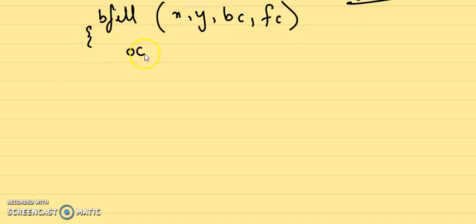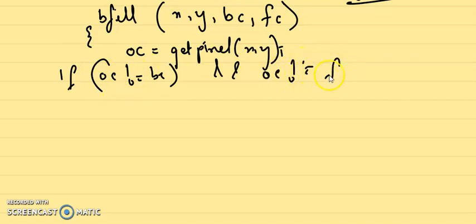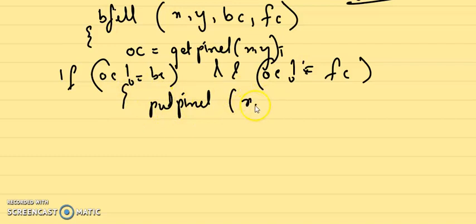Okay, so I start with my loop. I'm going to take a value OC, that is equal to get pixel x comma y, that is going to return me the value. Now I'm going to check if OC is not equal to BC and OC is not equal to FC. Right, this we have already seen. If this is the case, then put pixel x comma y comma FC. Right, till here we have done.